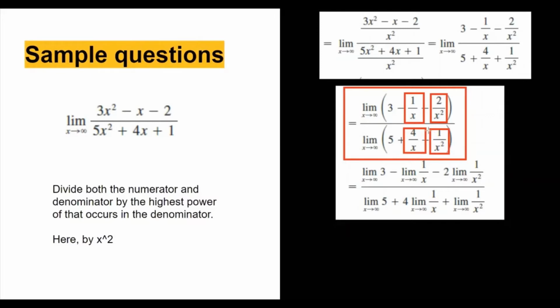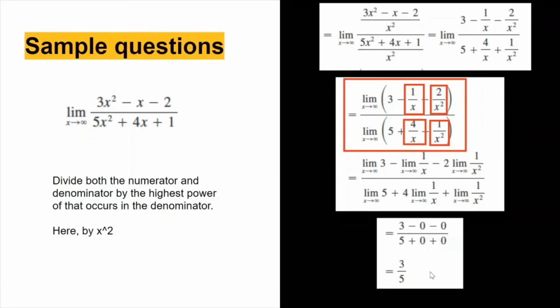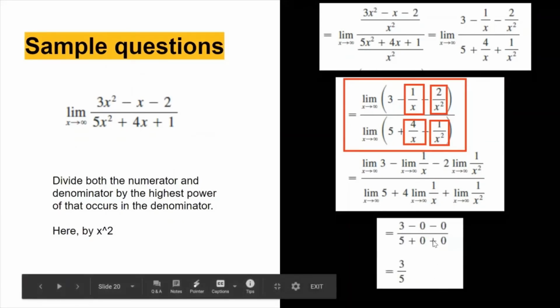If all these terms become 0, we're eventually just left with 3 by 5. So the final answer is also actually 3 by 5.